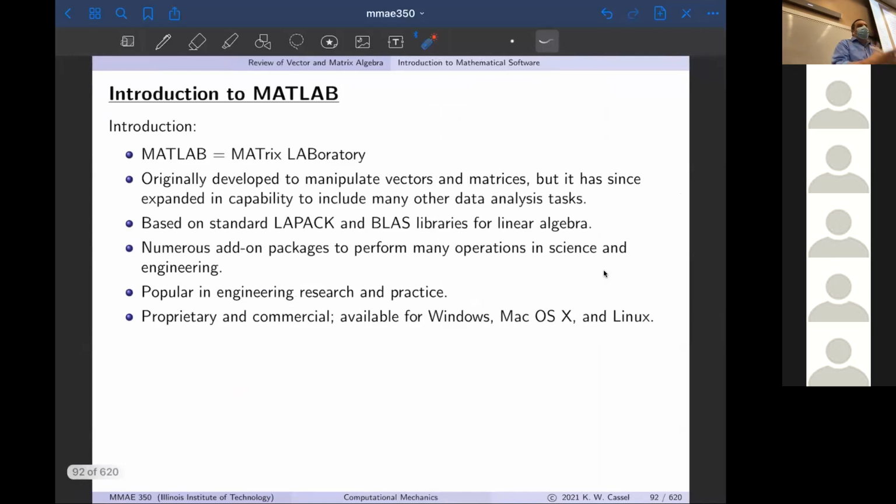So I'll kind of introduce where they came from, their strengths and weaknesses, how you do these various linear algebra operations.